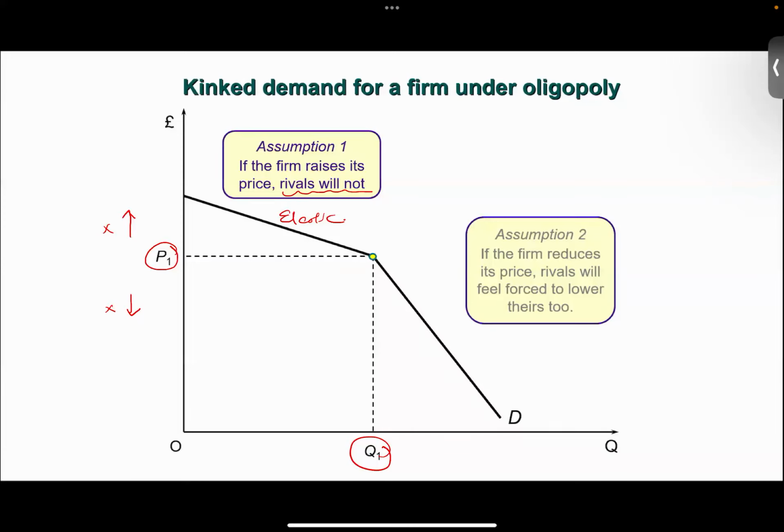Now, on the other hand, if you reduce the prices, you thought that if I reduce the price, more customers will come to me. Yes, by right, it works that way. But sadly, you forgot that other firms will follow as well. If the firm reduces the prices, rivals will feel forced to lower theirs too because they don't want to lose their customers as well. They want to get the same customers as you. So if you reduce the prices, other firms will follow.